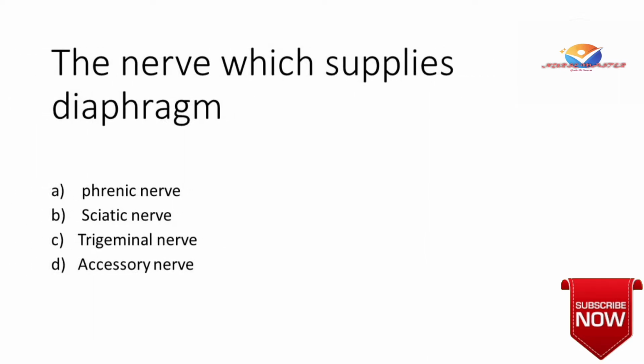The nerve which supplies the diaphragm. Option A, phrenic nerve. Option B, sciatic nerve. Option C, trigeminal nerve. Option D, accessory nerve. The correct answer is option A, phrenic nerve.